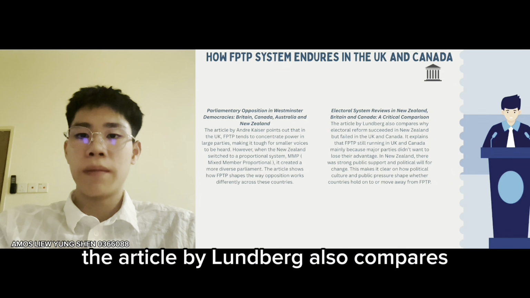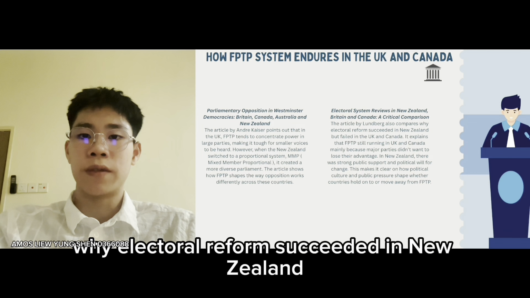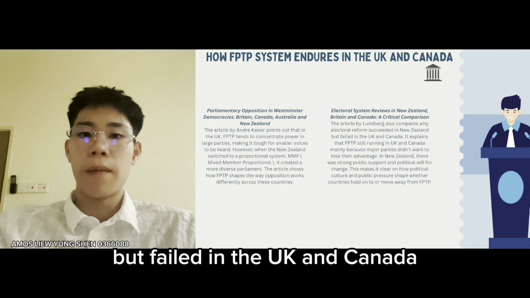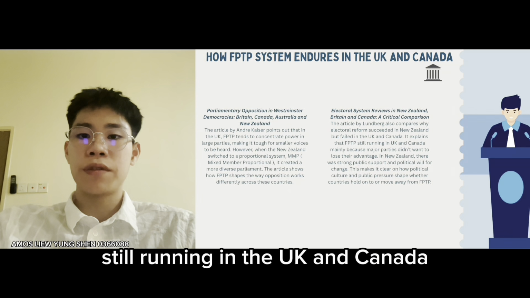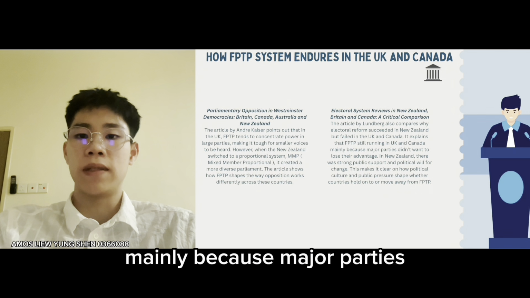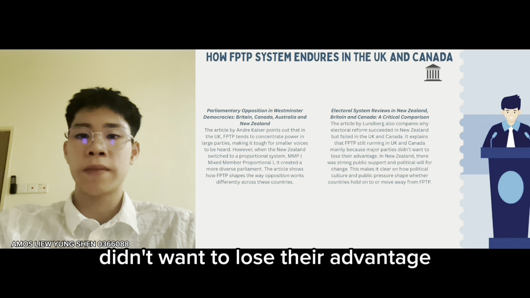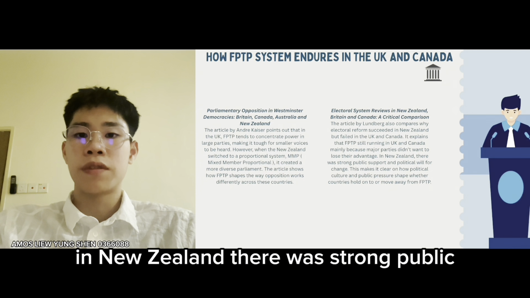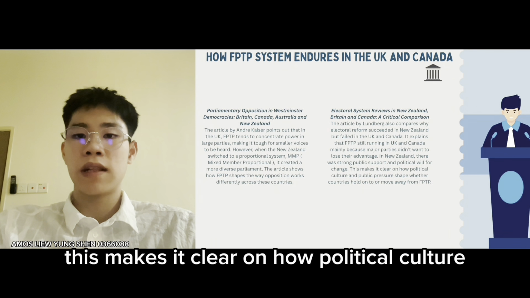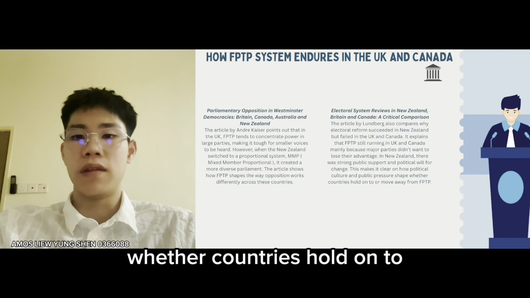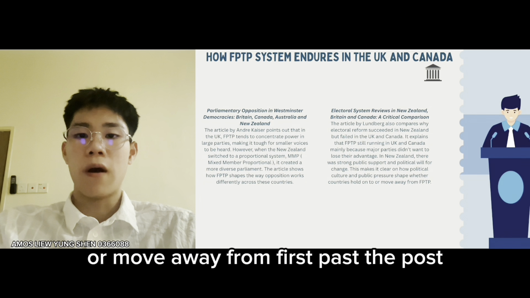The article by Lundberg also compares why electoral reform succeeded in New Zealand but failed in the UK and Canada. It explains that first past the post is still running in the UK and Canada mainly because major parties didn't want to lose their advantage. In New Zealand, there was strong public support and political will for change. This makes it clear how political culture and public pressure shape whether countries hold on to or move away from first past the post.